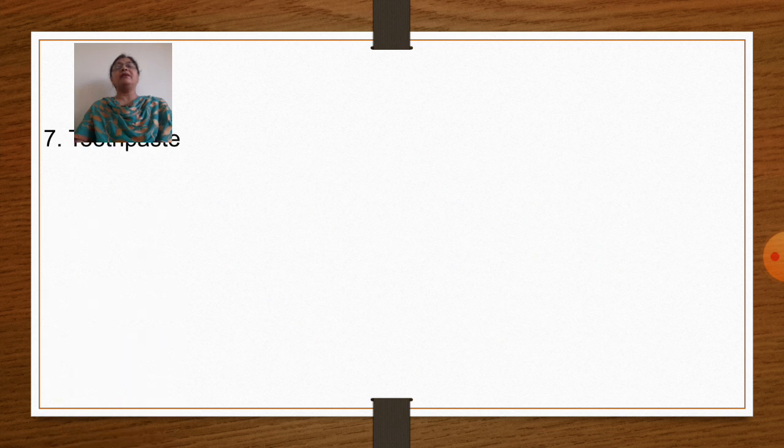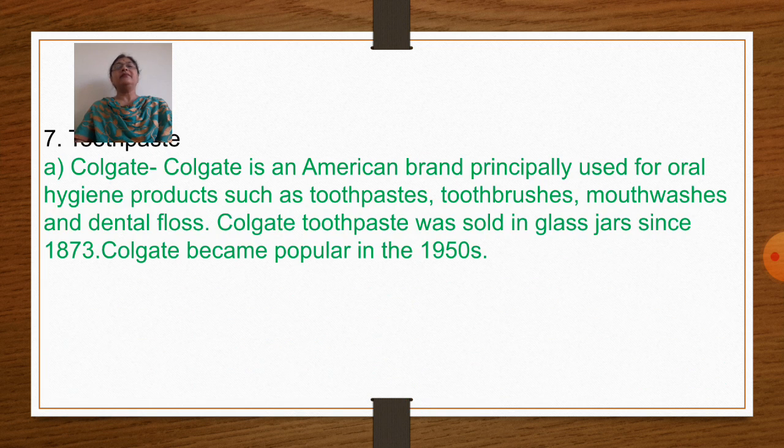Next, toothpaste. Colgate. Colgate is an American brand principally used for oral hygiene products such as toothpaste, toothbrushes, mouthwashes, and dental floss. Colgate toothpaste was sold in glass jars since 1873. Colgate became popular in the 1950s.